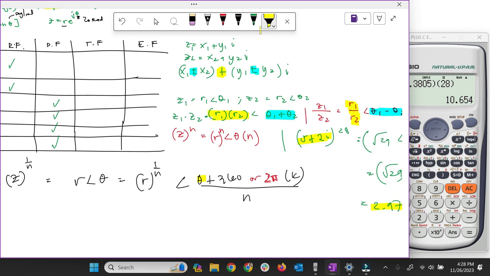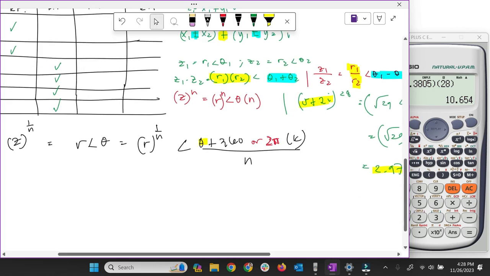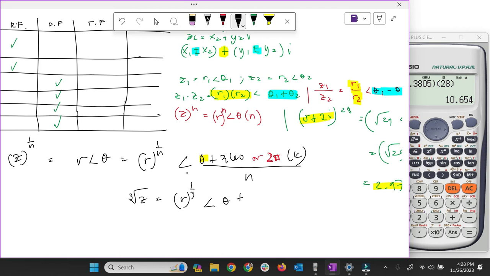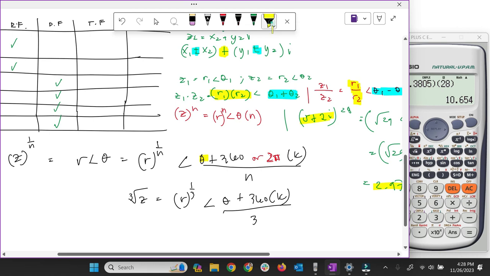So for example, I'll have the cube root. Bigyan tayo ng example dito ha. For example, we have the cube root of z. So syempre, this will be r raised to 1/3, and then this will be any angle, kung ano mang angle yan. Then let's assume na naka-degrees yung ating mga values. So this will be angle plus 360 multiplied by k all over 3. Okay? And yung k here is the number of roots starting from 0.